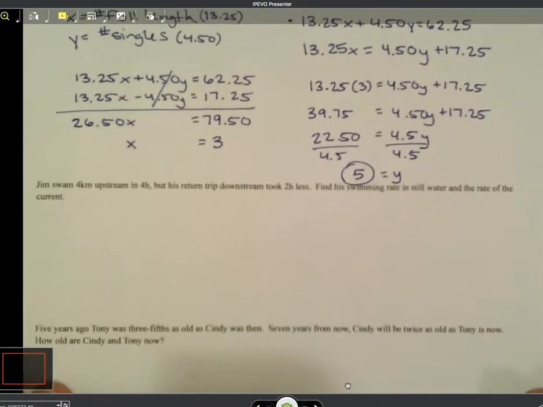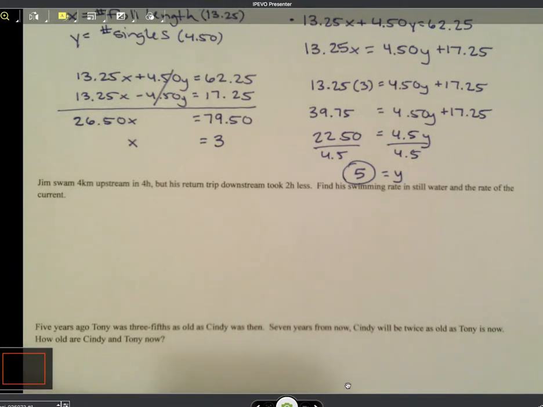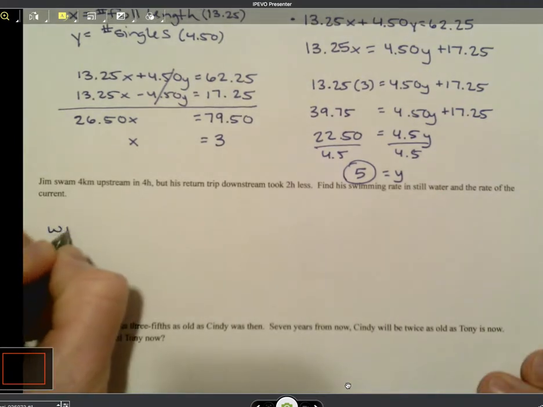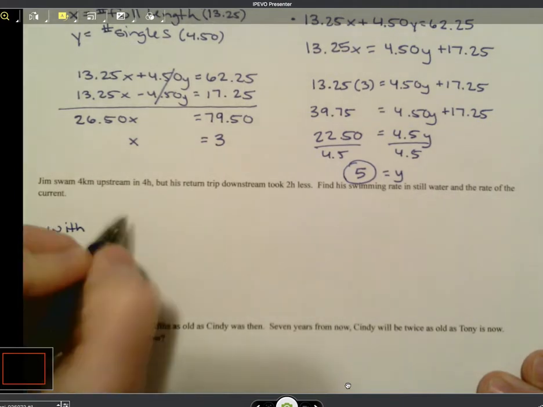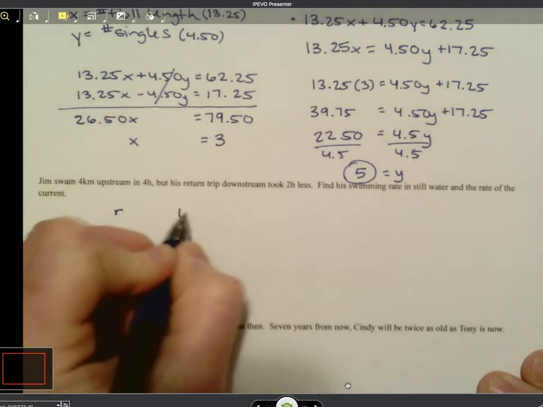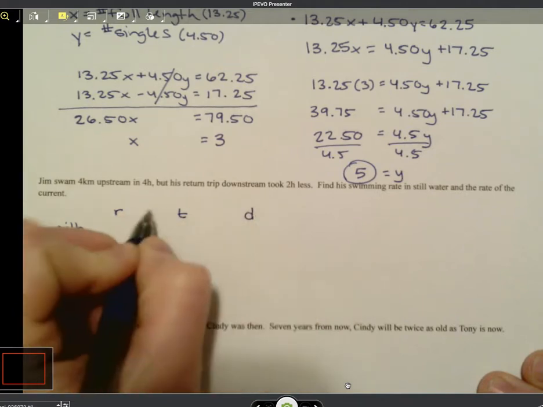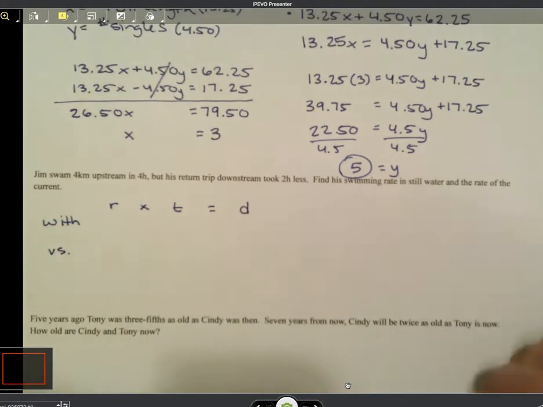Next one. Jim swam 4 kilometers upstream in 4 hours, but his return trip downstream took 2 hours less. Find his swimming rate in still water and the rate of the current. So we have with the current and against the current. We have rate, time, and distance. Rate times time is equal to distance.